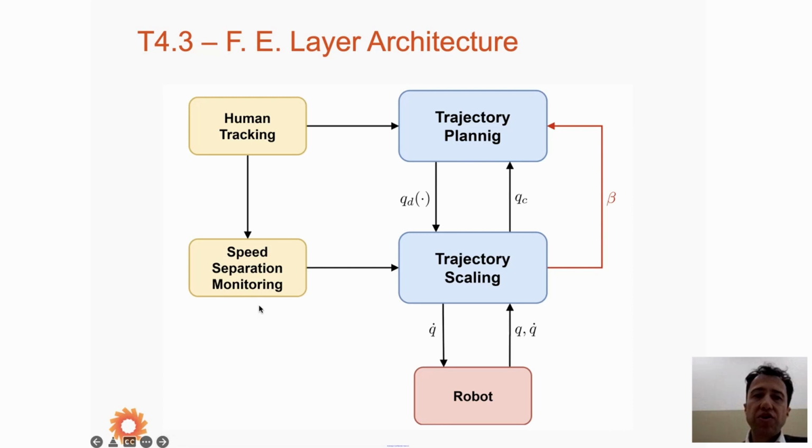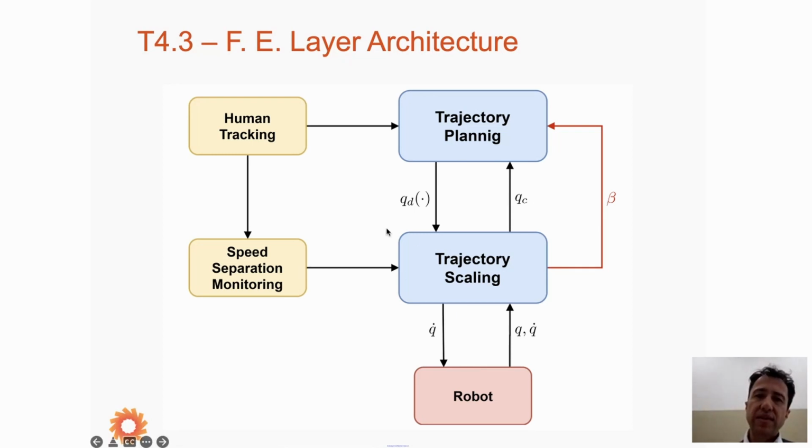And given the information coming from the RS4, the trajectory scaling tries to adapt the velocity of the robot, the velocity by means of which the robot follows the trajectory, in order to meet the constraints given by the ISO 15066, so for achieving a safe motion.